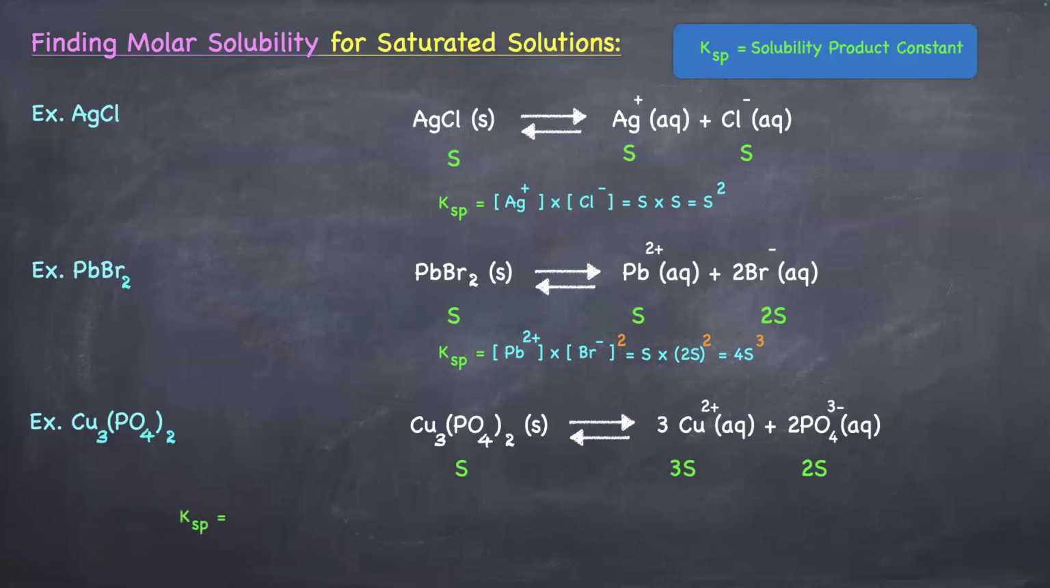For the next one, the Ksp expression would be the concentration of copper 2 plus to the power of 3, times the concentration of phosphate ion to the power of 2, and then we're plugging it in with 3s and 2s. So 3s this time has to be cubed because of the coefficient of 3 next to copper 2 plus, and 2s has to be squared because of the same reasoning, and we end up getting Ksp to be 108 s to the power of 5.